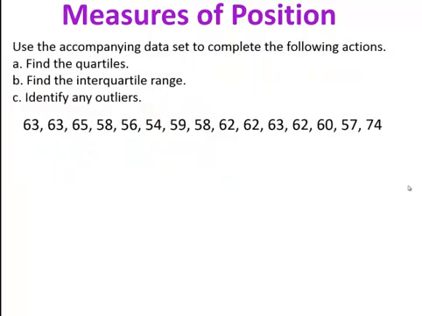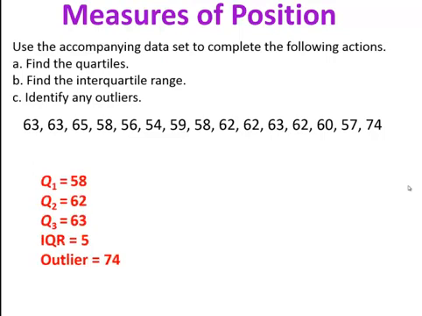Pause and try. So in this case, you should have gotten your quartile 1 is 58. Quartile 2, or median, is 62. Your quartile 3 is 63. The interquartile range is 5. And the outlier is 74.